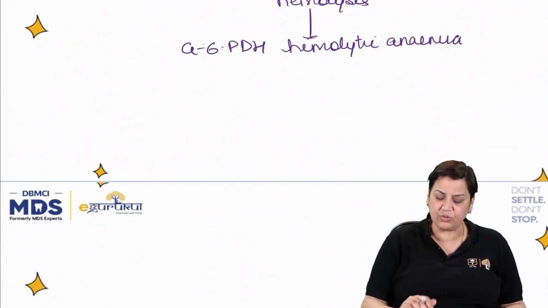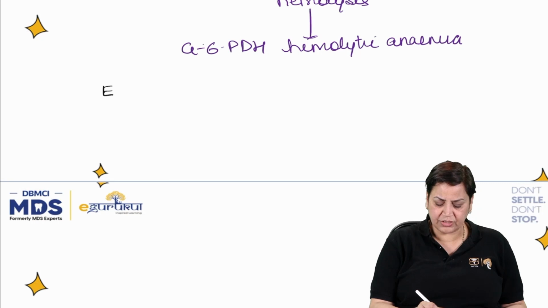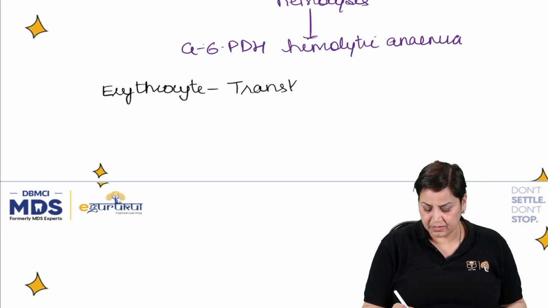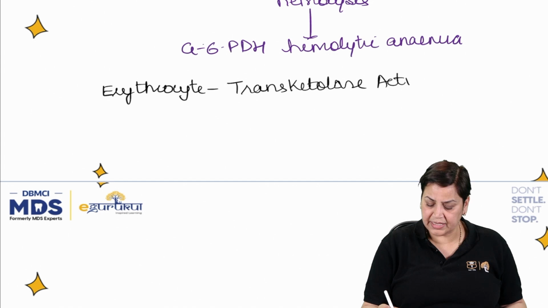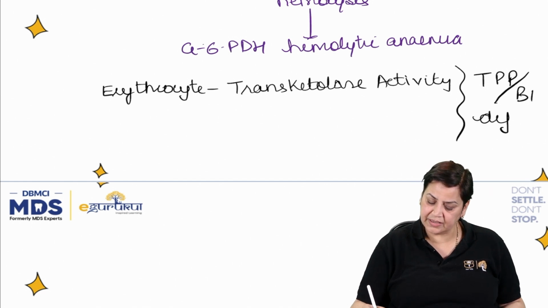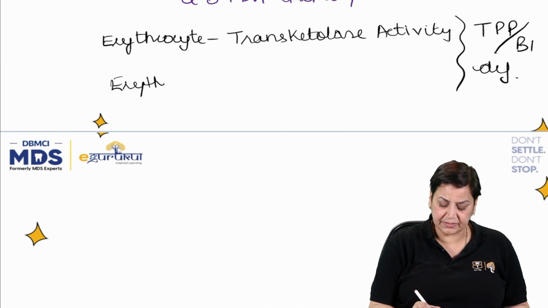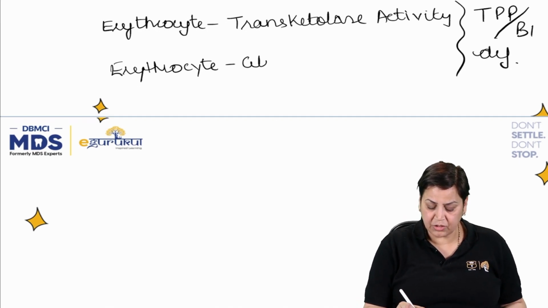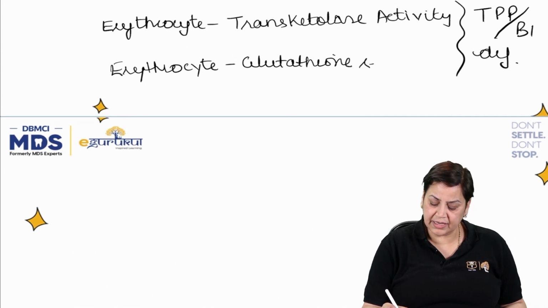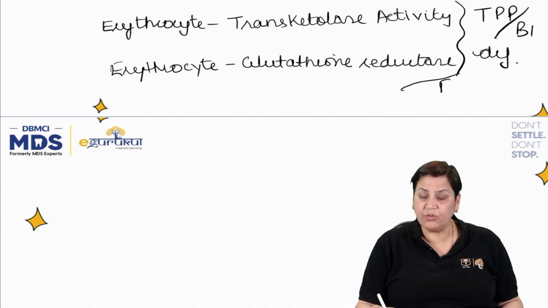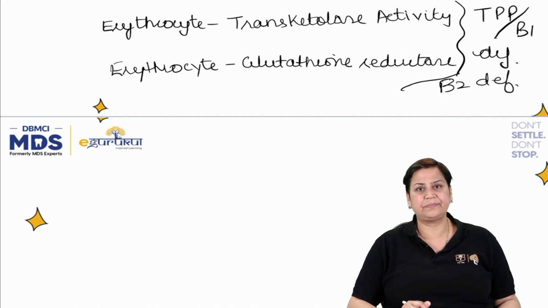And if I have to summarize B1 and B2, I can simply say that erythrocyte transketolase activity is a measure of TPP or B1 deficiency, and erythrocyte glutathione reductase activity is a measure of riboflavin deficiency, B2 deficiency. This is very important.